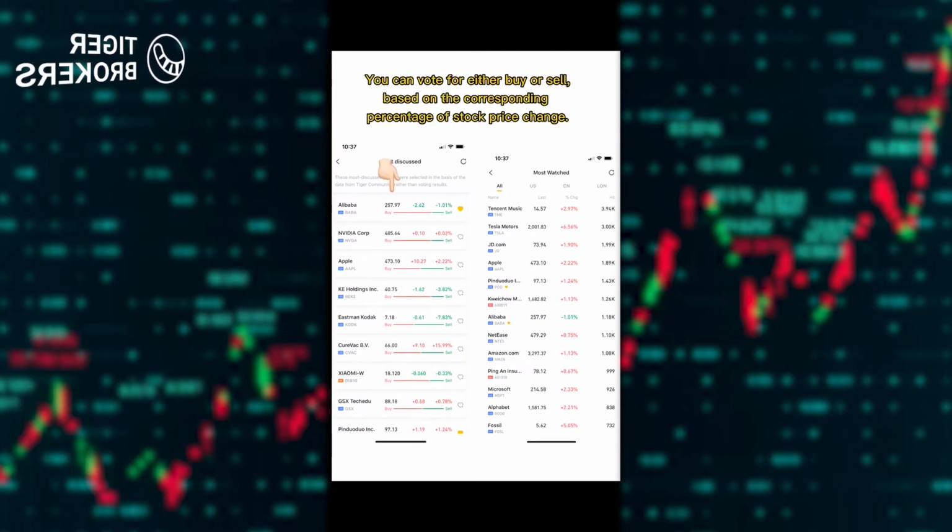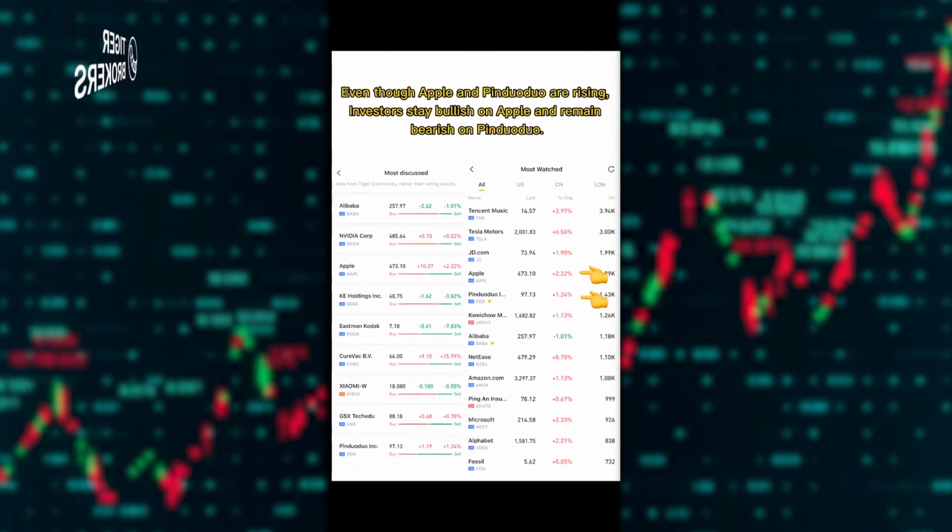You can vote for either buy or sell based on the corresponding percentage of stock price change. Even though Apple and Pinduoduo are rising, investors stay bullish on Apple and remain bearish on Pinduoduo.